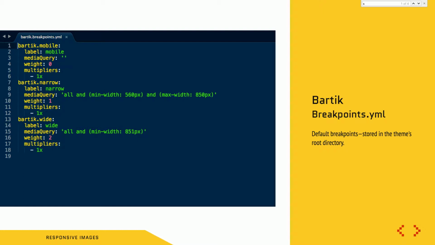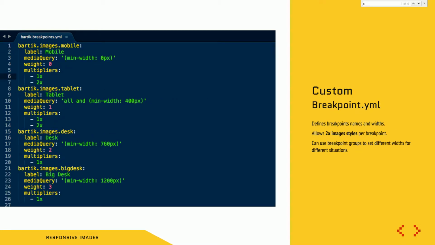And this is what it looks like. So what I do is I copy it into my base theme so that I can set it up how I want. And I have all of these different breakpoints. And then you'll notice one super cool thing is this multipliers. Anytime I have that, that means that if I have a 2x style assigned to that and it's a Retina screen, it's just going to automatically use that. It just knows how to do it.